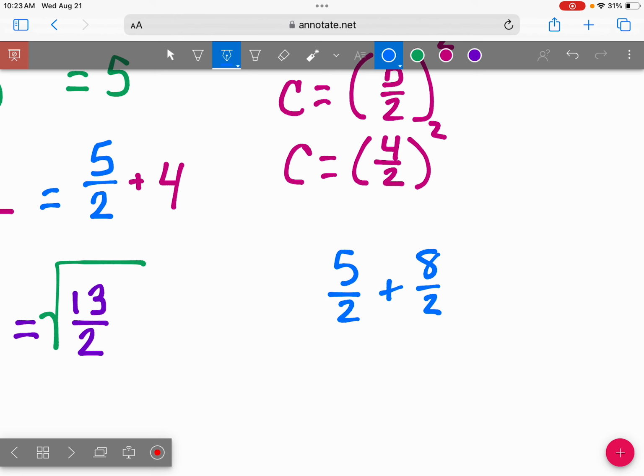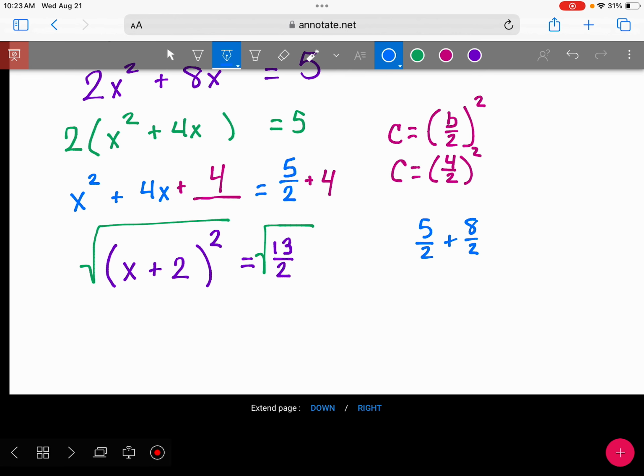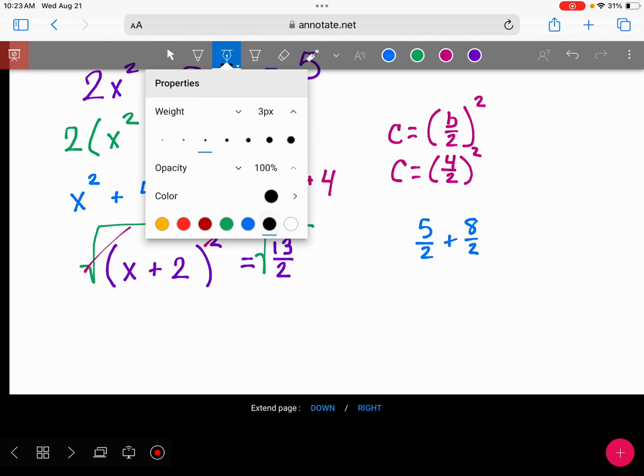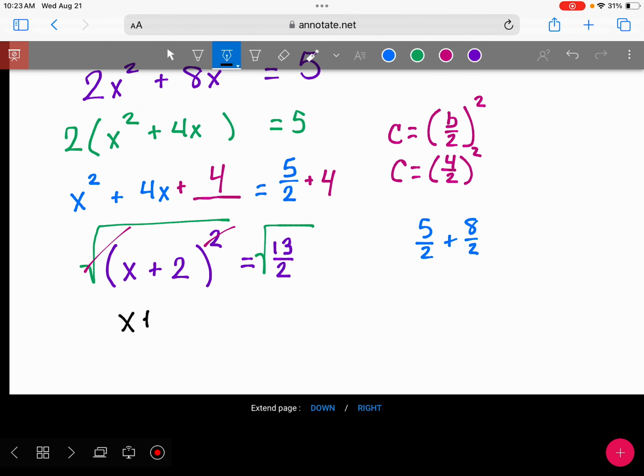Okay. So now my square root and my square canceled out. So we're going to be left with x plus 2 equals plus or minus the square root of 13 over 2. Neither one of those is square rootable. They are unpleasant. They are unfriendly. We're going to leave them like that.